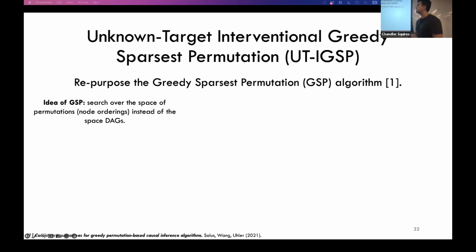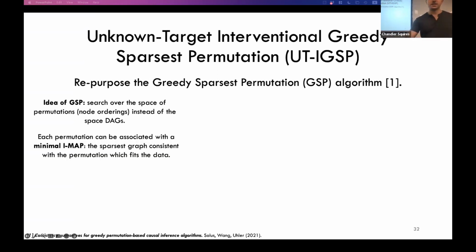instead of performing a search over the full space of DAGs, it's going to perform a search over the space of permutations or node orderings. To each one of those permutations, you can associate one graph, which is the minimal IMAP. Minimality means it's the sparsest graph of all graphs that are consistent with this permutation, where it still fits the data. IMAP means that it fits the data in the sense that every conditional independence statement implied by the graph is also a conditional independence statement in the data.